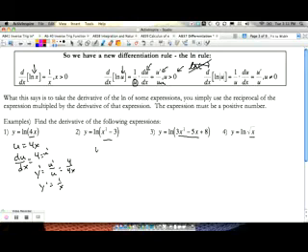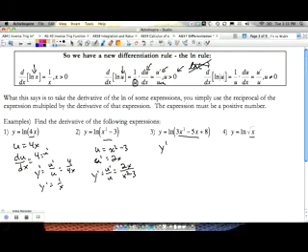Now this one, it will be a little bit different. U equals x squared minus 3. Then du dx, or u prime, let's go ahead and do it that way, equals 2x. Easy enough. Then y prime is u prime over u, which is just 2x over x squared minus 3. Easy, lemon squeezy.